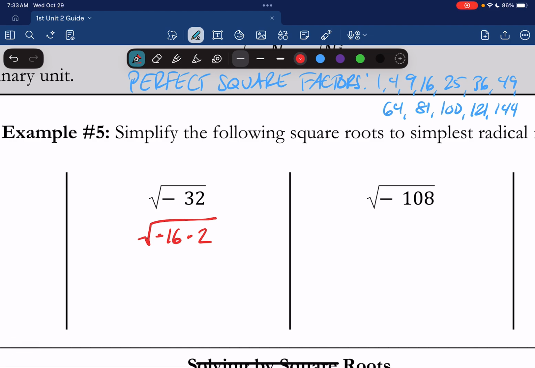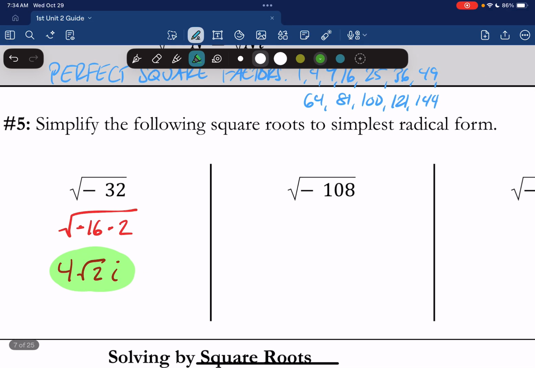And what I can do is now split this up. So I know the square root of negative 16 is going to be 4i. And then the square root of 2 is going to stay because I can't simplify that. So I get 4 times the square root of 2i. And you can go ahead and combine those real parts together as long as that imaginary is tacked onto it.